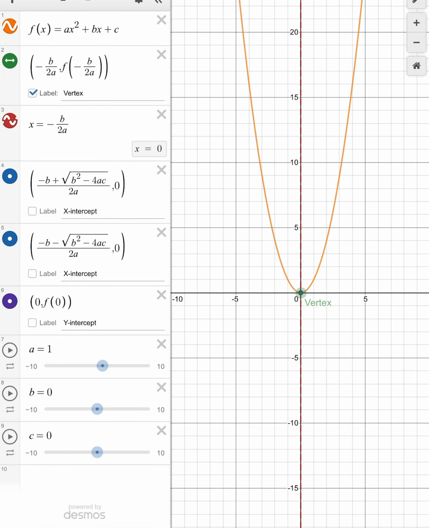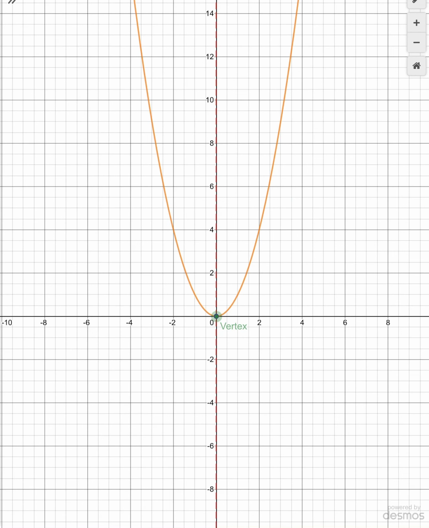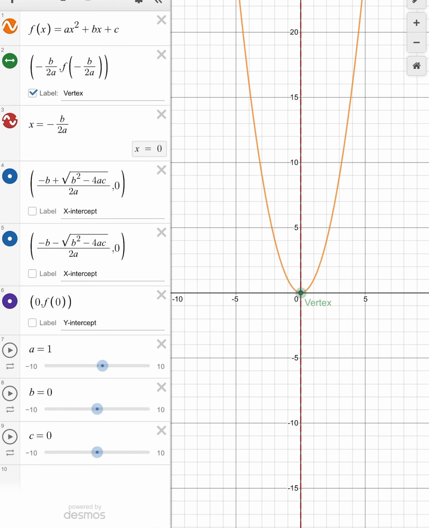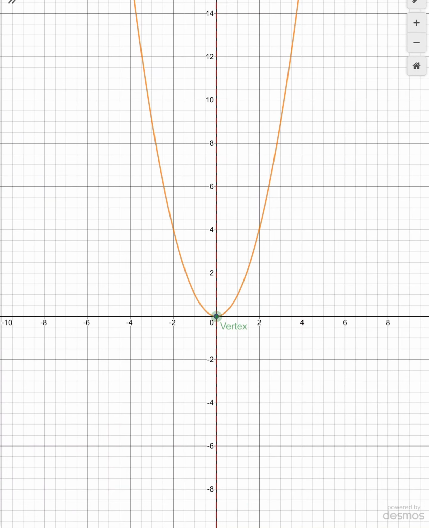Here's my beautiful Desmos. And here is what the equation looks like when I have b and c set equal to 0 and a is equal to 1. So let's take a look at those key points here. We have our vertex down here at the bottom. And we have our axis of symmetry, this little red dotted line through it. Notice our x and y intercepts are not labeled at this point. Where does this graph touch the x-axis?